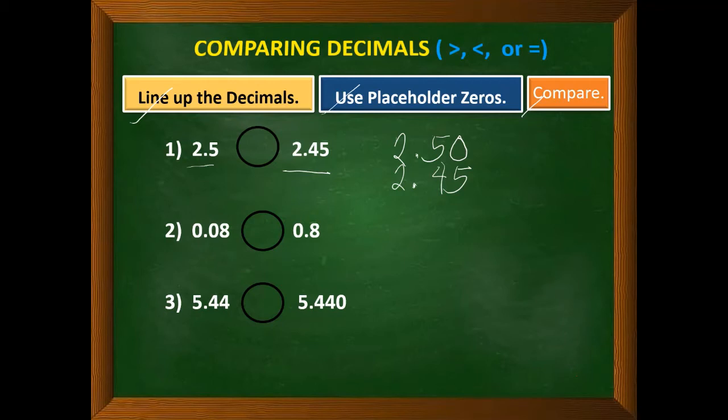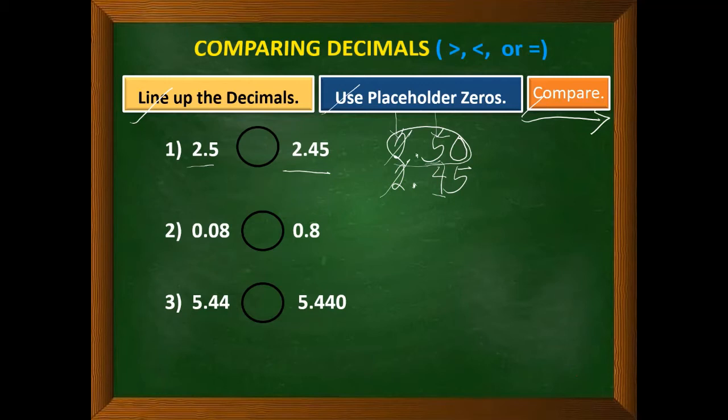Okay, so let's start with the whole numbers. We have in the ones place, we have 2 and 2. They are the same, so let's go to the next. We always compare from left to right. Okay, so we have 5 and 4. Which is higher, 5 or 4? Obviously, it's 5. Therefore, 2 and 5/10 or 2 and 50/100 is greater than 2 and 45/100.